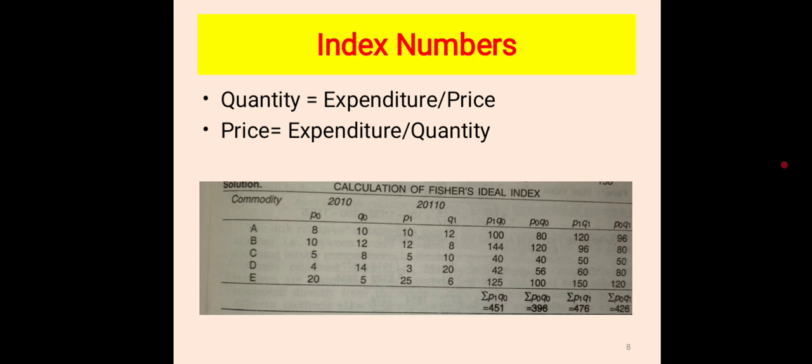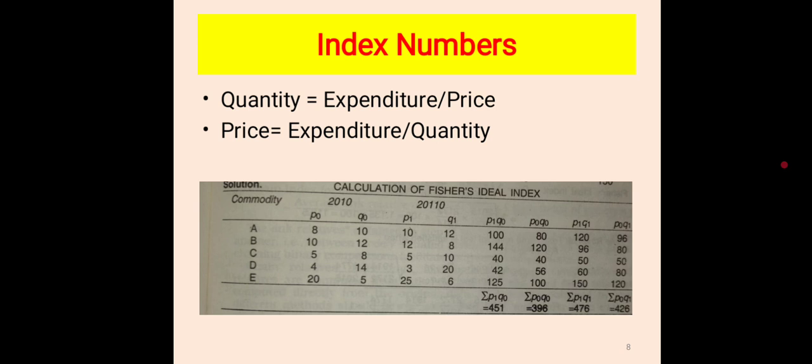So the table is already given. Calculation of Fisher's ideal index. Commodities A, B, C, D, E. P0: 8, 10, 5, 4, 20. Q0, already calculated as expenditure by price: 10, 12, 8, 14, 5. P1: 10, 12, 5, 3, 25. Q1, quantity is equal to expenditure by price: 12, 8, 10, 20, 6. As in example 1, which we have already discussed, example 2 is also the same: P1 Q0, P0 Q0, P1 Q1, P0 Q1.